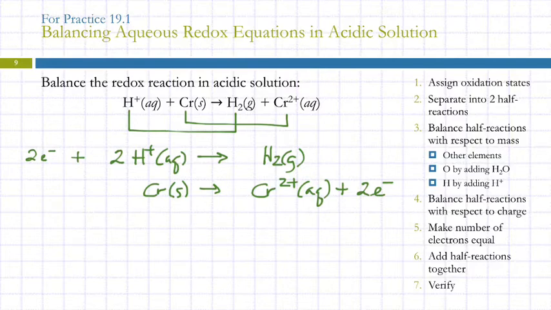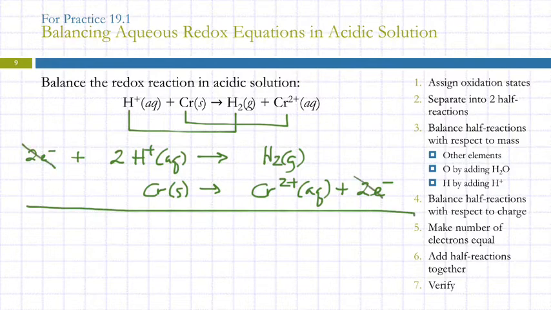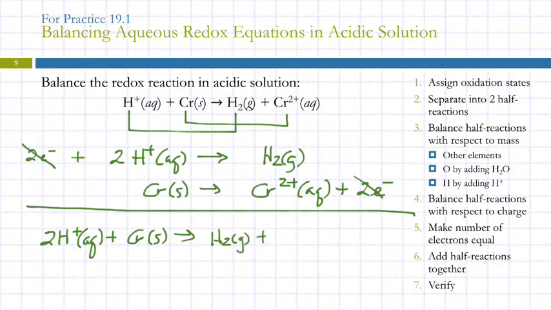Okay? Then we check, are the numbers of electrons the same? Oh, cool, they are this time. So we add them together, cancel out the electrons. There's nothing else that's common on both sides. So we just rewrite this. 2H+ plus Cr solid going to H2 gas plus Cr2+ aqueous.